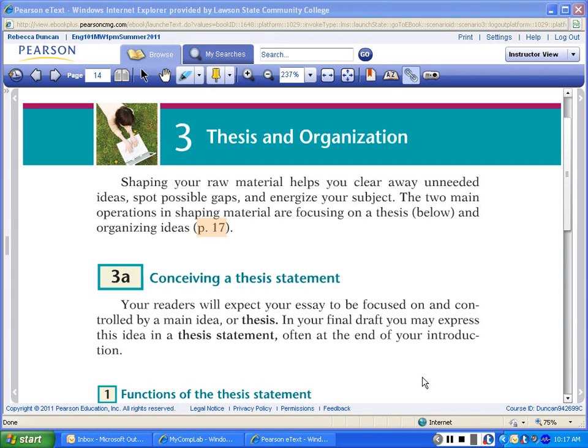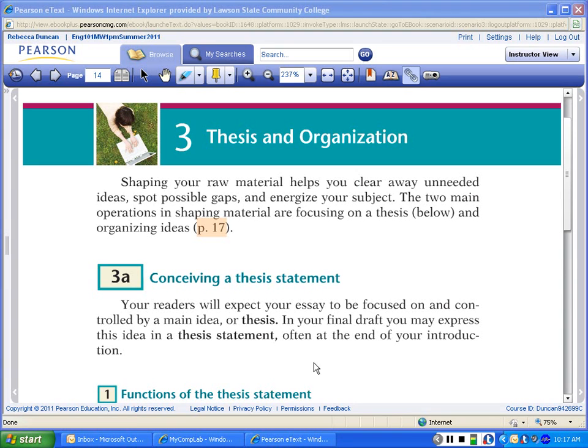First of all, a thesis is very important in a college paper. Your readers, including your instructor and primarily your instructor, will expect to see what we call an explicitly stated thesis. That means we don't have to guess, we don't have to come up with it. It's stated clearly in your paper.